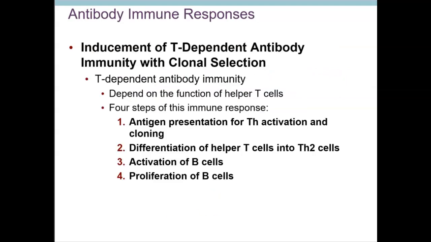We can induce antibody immunity with T-dependent antibody and clonal selection. This is antibody immunity that is dependent upon T helper cells to produce the response. So we have 4 steps: antigen presentation for T helper activation and cloning, differentiation of the helper T cells into helper 2 cells, activation of B cells, and then proliferation of B cells.